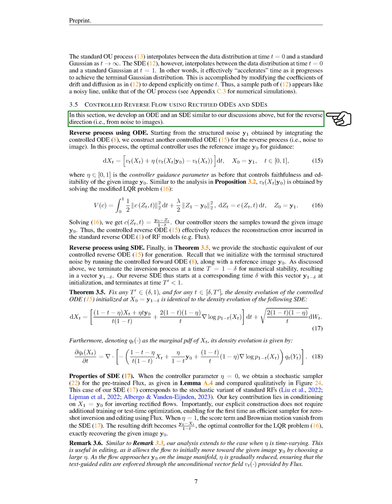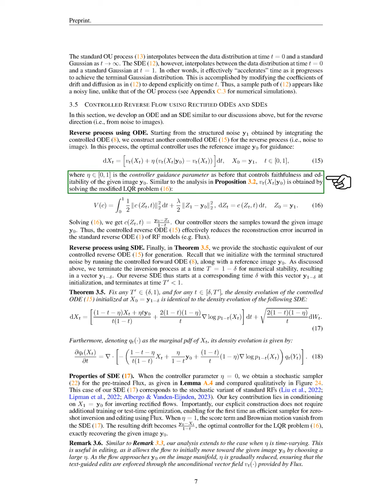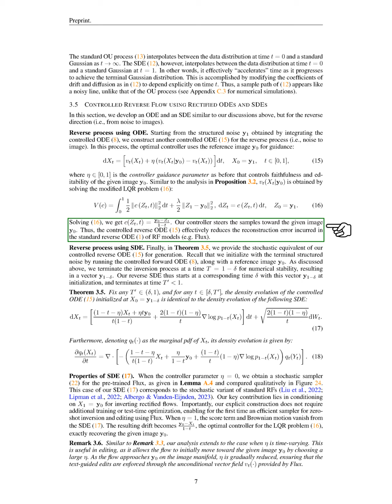Next, we develop a reverse process using both ODEs and SDEs to transition from noise back to images. We start with structured noise and create a controlled ODE that uses a reference image for guidance. The controller parameter helps balance the faithfulness and editability of the image. By solving a modified LQR problem, we steer the samples toward the reference image, reducing reconstruction errors compared to standard reverse ODEs.